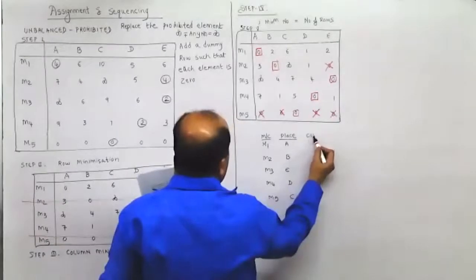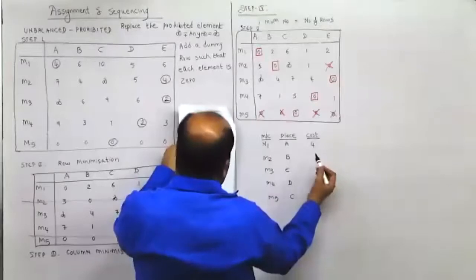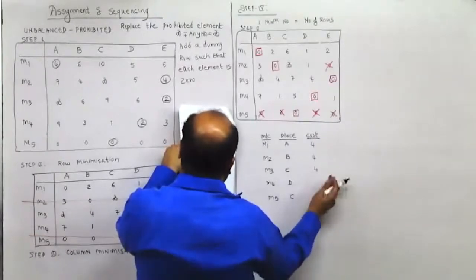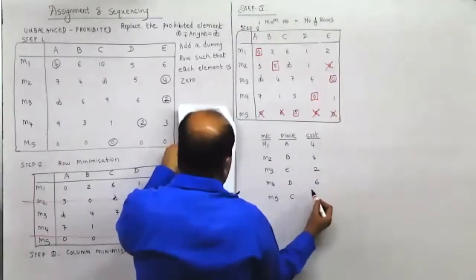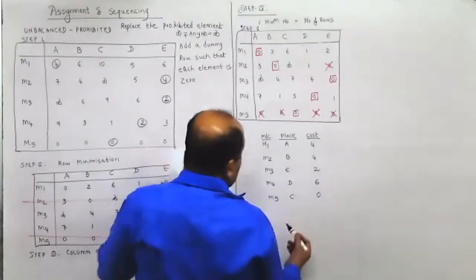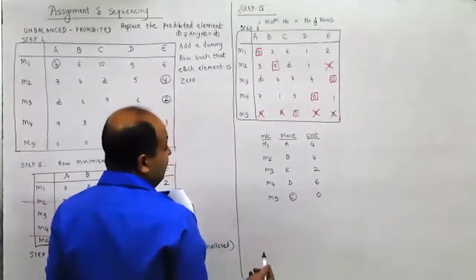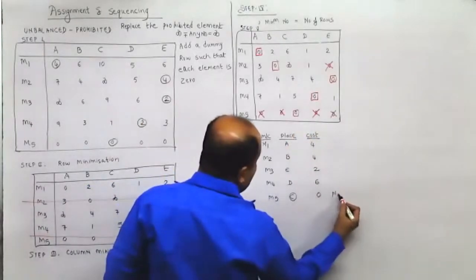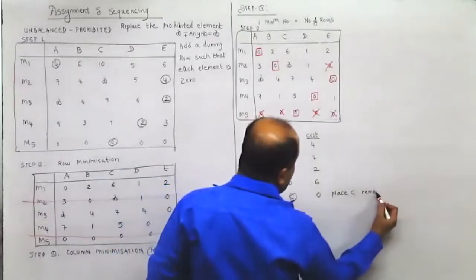Now the cost involved for A would be 4 rupees. B is 4 units. E is 2 units, sorry. Machine 3 and E. Machine 4 and D would be 6 units, and machine 5 would be 0. Now that means this place is not allotted any job. So place C remains vacant because this is a dummy machine.